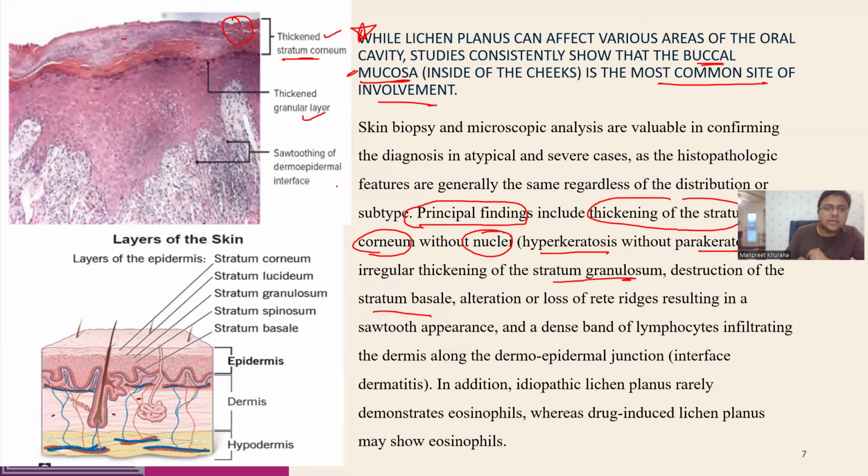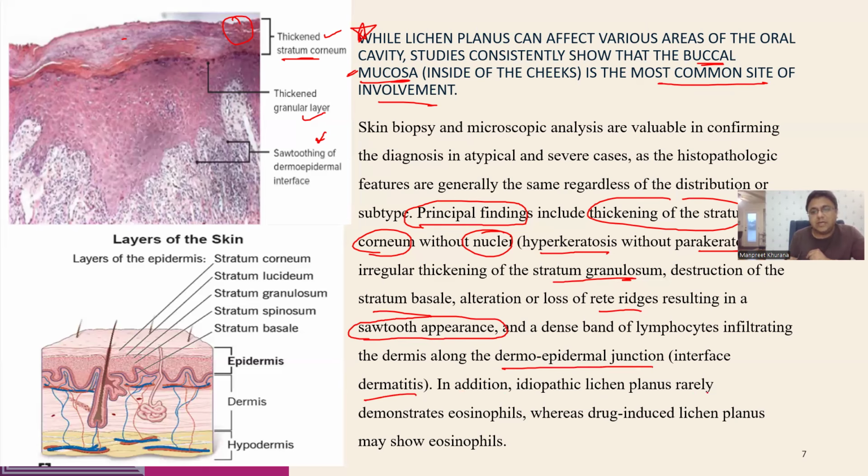If you see, there is sawtoothing of the dermoepithelial interface. There is a sawtooth-like structure here, with alteration and loss of the rete ridges resulting in a sawtooth appearance, and a dense band of lymphocytes infiltrating the dermis along the dermoepithelial junction, or we can also call it interface dermatitis.